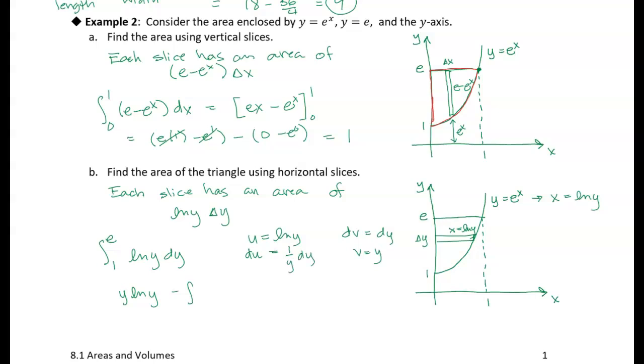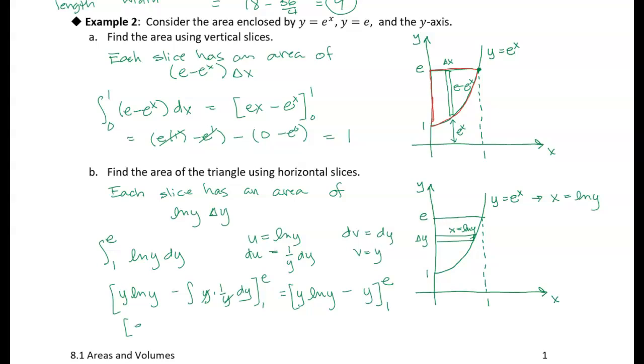So if I take the integral of v du, I basically have y times 1 over y dy. The y's will cancel, and it's basically the integral of 1. And I'm going to evaluate all of that from 1 to e. I'm taking a little shortcut here. So I get y natural log of y, minus the integral of 1, which is y. And I'm going to evaluate that from 1 to e. We'll just plug some numbers in here and get our answer.